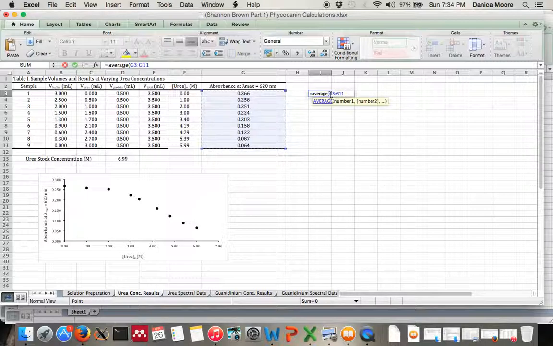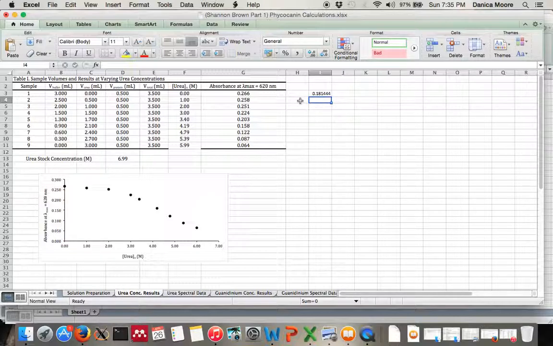So you see how it has G13 colon G11. That's the same thing as G3, comma, G4, comma, G5, comma, G6. That's what this colon means in Excel. I'm going to end the parentheses and press enter. Now I have the average of the absorption here. So this is the average. In this particular case, it's not a meaningful number, but these are definitely numbers that you'll use very frequently.